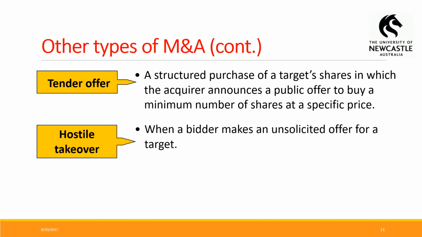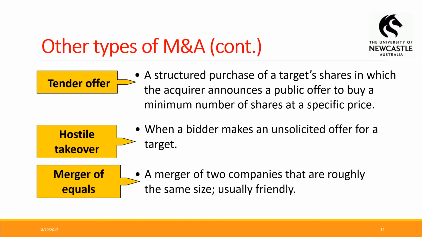A hostile takeover is normally when the management of the target company does not approve or endorse the takeover, but the acquiring firm still goes ahead, right? They will still make a public offer into the share market to buy shares, even after the management in the target company refuses to endorse the M&A transaction. We have mergers of equals, where two companies of the same size merge together, and these are normally friendly mergers.